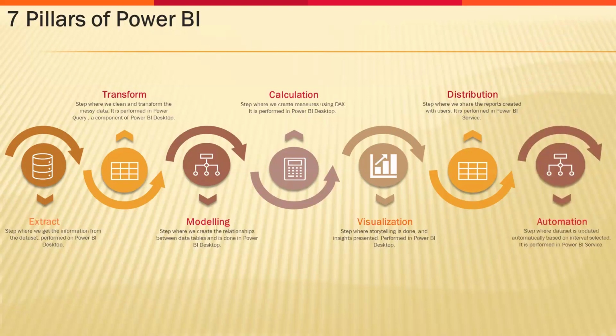The last pillar is automation. As Sachin mentioned, automation is very effective here. We can refresh our report automatically with the help of gateways. A gateway is like a bridge between the data source and Power BI service, and it helps secure our data. For cloud sources, like SharePoint, online connections, or Azure Databricks, it's not required. It's already built in, it's already cloud-based, and it has high security.